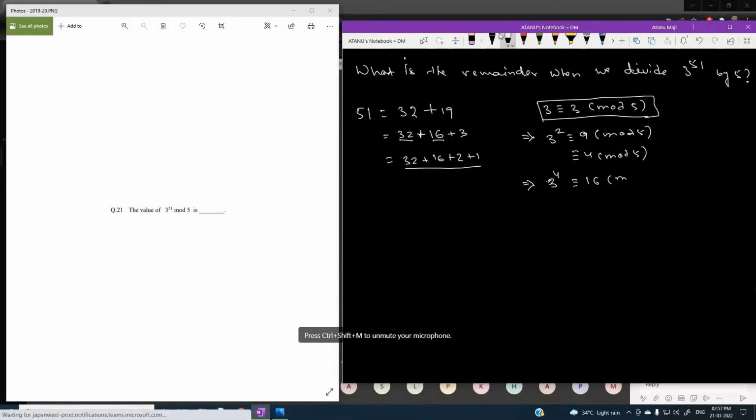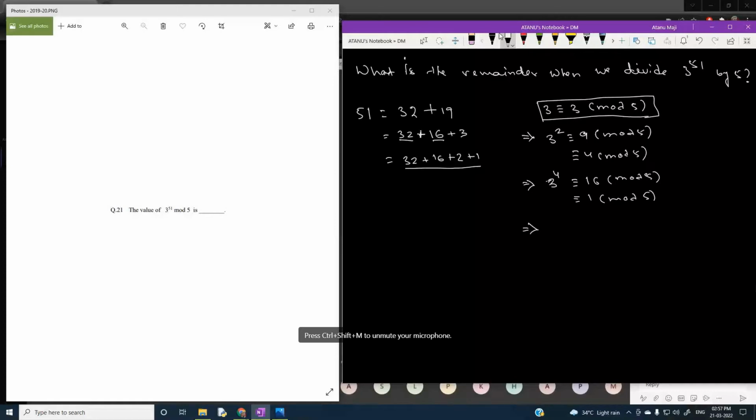So 16 modulo 5. 16 modulo 5 means if we divide 16 by 5, what is the remainder? That should be 1. So I can write that should be 1 modulo 5. Because if you divide 16 by 5, it goes up to 15 and only an extra 1 remains. So that's why I should take 1 modulo 5. Got it? Now again take the square both sides.